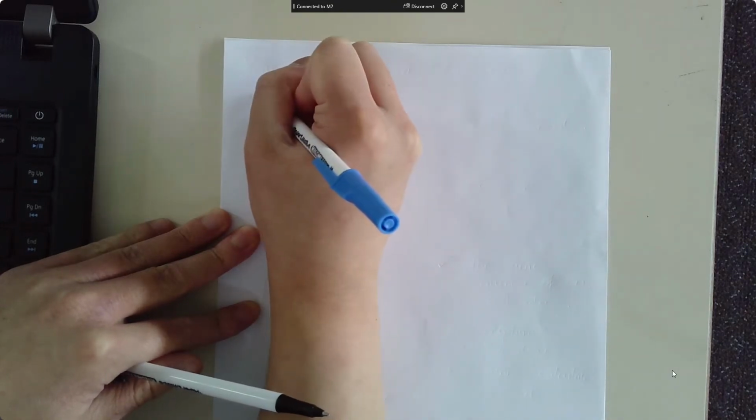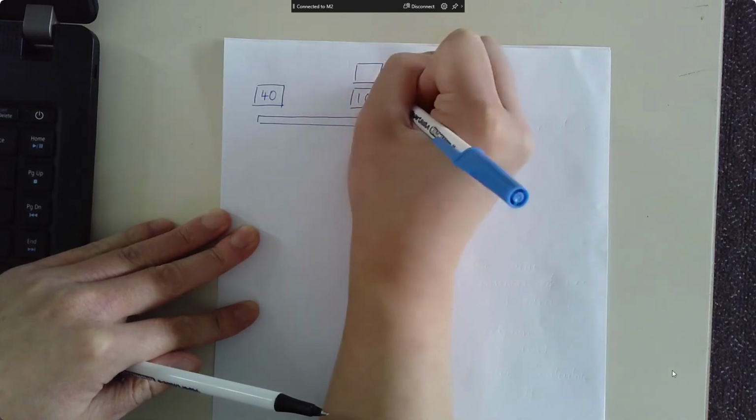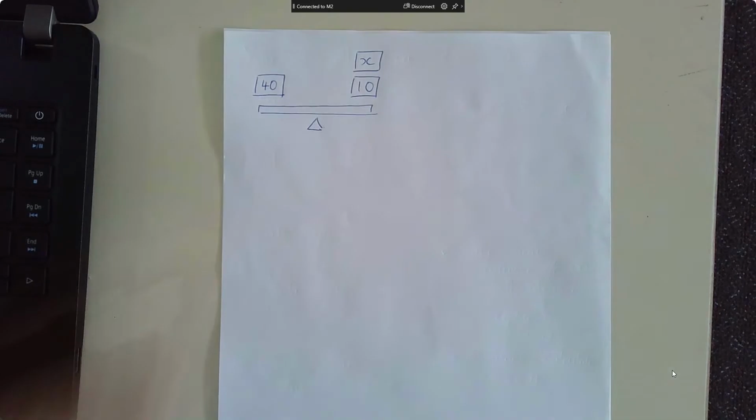Pick a different number to sum: 40, 10, and x. Okay, I want to write down an equation to describe this situation. So remember, a seesaw is balanced if the sum of the weights on both sides is the same. An equation is true if the numbers on both sides are the same. So hopefully you're seeing why I spent some time on this seesaw analogy, because the seesaw balance is actually the equal sign. Okay, so I want to turn this diagram into an equation.